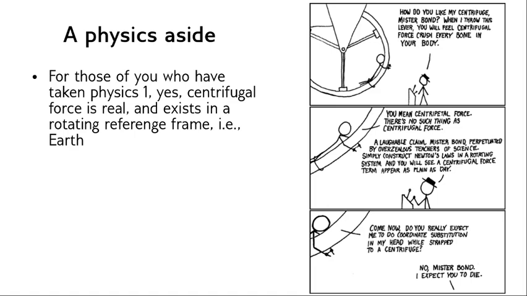Continuing on, though, he says, "A laughable claim, Mr. Bond, perpetuated by overzealous teachers of science. Simply construct Newton's laws in a rotating system, and you will see a centrifugal force term appear as plain as day." And that's true. So Earth is a rotating system, right? So we're actually on a rotating reference frame. And so with respect to us, and with respect to Earth itself, that centrifugal force is actually pulling out its midsection in exactly the same way as if you were on a merry-go-round as a kid and were holding on for dear life, trying not to fly off as your much larger friend pushed you around in circles.